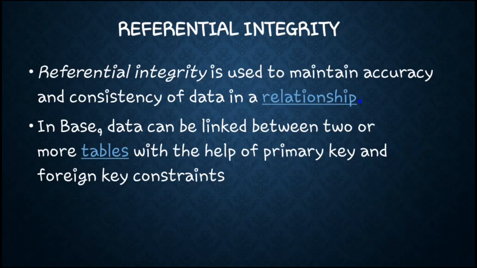So referential integrity is mainly used to maintain the accuracy and consistency of data in a relationship. So I said data in the tables are linked to each other. If the same records are present in another table, duplication will occur. So for avoiding duplication, what do we have to use? Referential integrity. We need more accurate data. For this purpose, what do we have to use? Referential integrity.